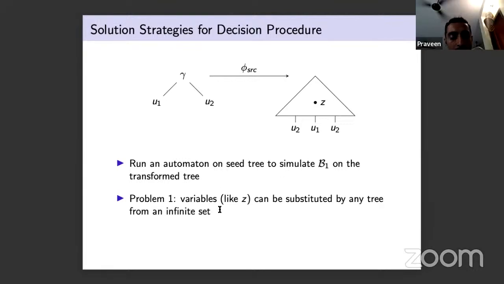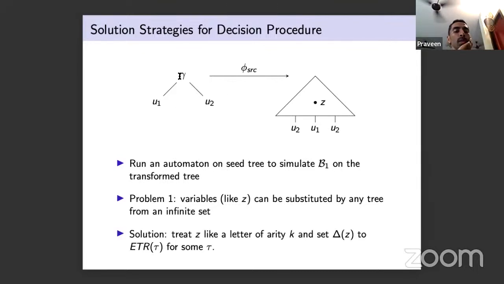So what we do with this idea is that we go back to the idea of running an automaton on the seed tree, trying to simulate the running of automaton B1 on the homomorphic image. But instead of having variables like this, which are supposed to be substituted, we treat this variable Z like a letter, of arity k, right? And set its transition relation delta of Z to some extended transition relation of some context tau.